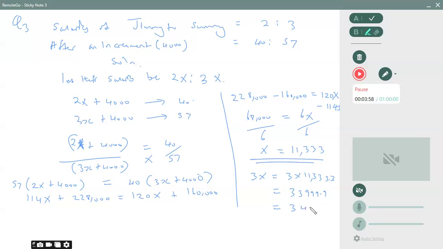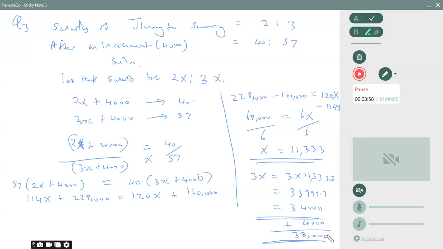I don't know if someone has understood. We round it off. This is for who? Sammy. This is Sammy, but not with the increment. But what was his increment from our first part? They said we have to add on 4,000. Therefore, the final answer will be 38,000.